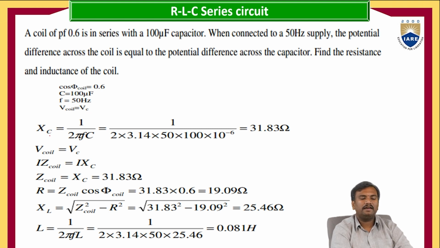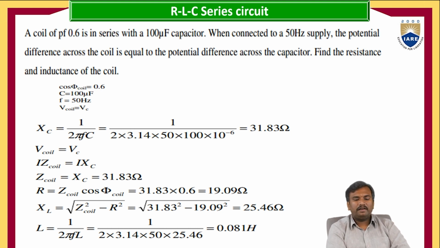So first let us calculate the XC value. That is equal to 1 by 2 pi Fc, which is equal to 1 by 2 pi into frequency 50 and capacitance value 100 microfarad, 100 into 10 to the power of minus 6, which is equal to 31.83 ohms. And voltage across the coil is equal to Vc, which is the condition given. I into Z coil is equal to I into Xc. From this we can write Z coil is equal to Xc, which is equal to 31.83 ohms.